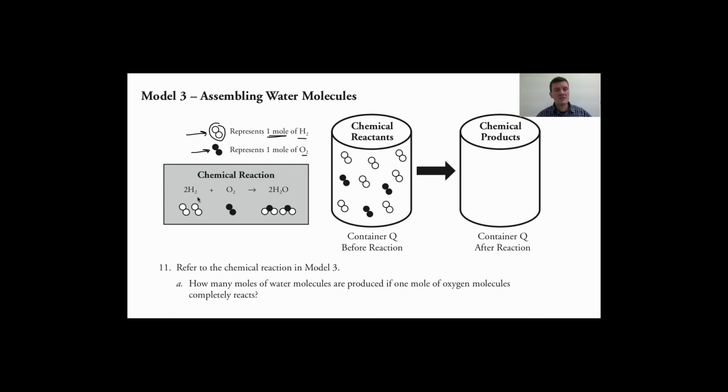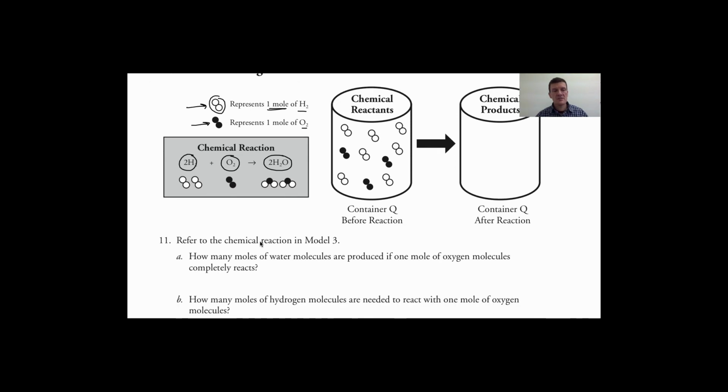Here's our reaction. 2 moles of hydrogen react with 1 mole of oxygen to produce 2 moles of water. Here is our container. These particles start bouncing around in there and banging into each other and reacting to produce our water. And let's see what happens.